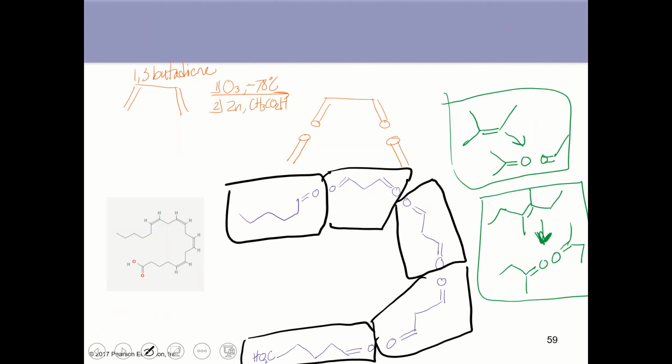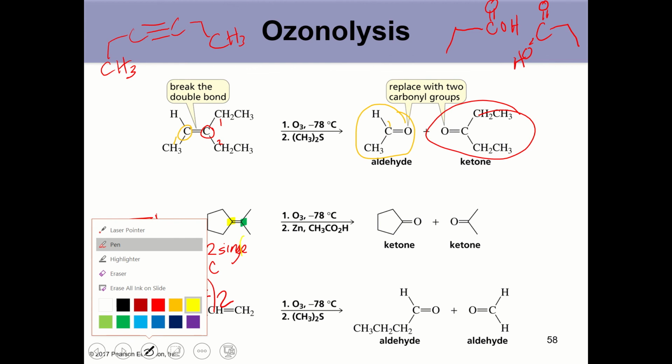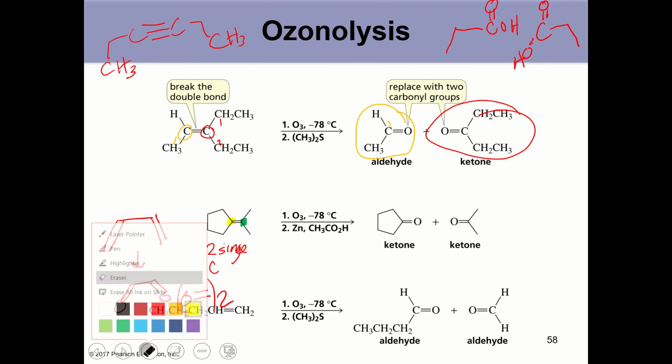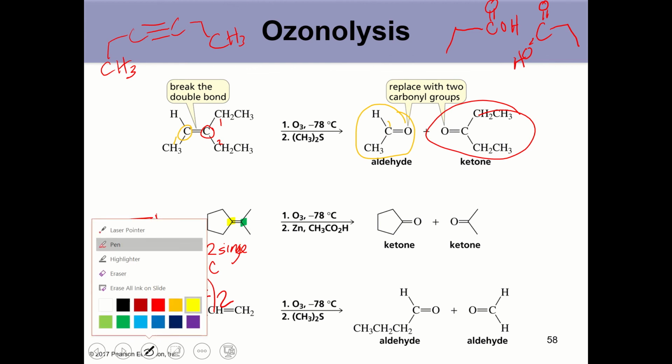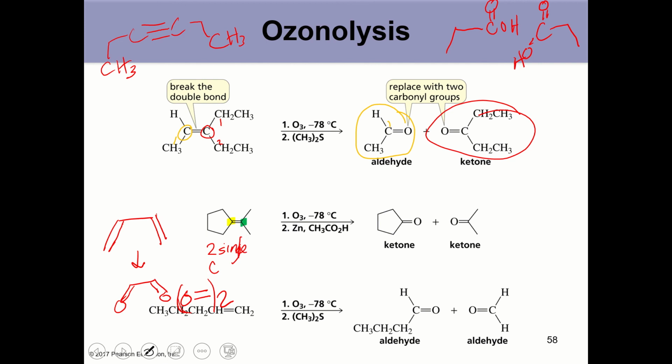I'm getting a little bit frustrated with the software sometimes. Okay. How many times do I have to say a red pen? 2 single bonds to carbon from the yellow carbon. Also, 2 single bonds to carbon from the green carbon. Oh my goodness. Oh my gosh. This is a disaster.